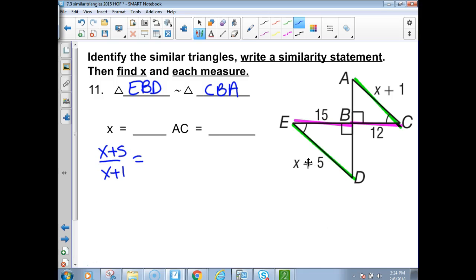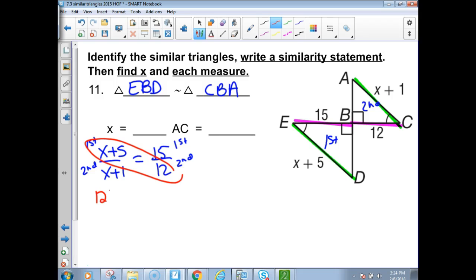And then I'm going to do back to the same triangle I started with. Okay, so if this is your first, this is your second. I went first to second. I have to be consistent. EB's on the first, so that would be 15 to 12. That's your first figure, second figure. I just thought maybe I better at least label it one time. Cross products. All right, 12 times your x plus 5 will equal 15 times your x plus 1.